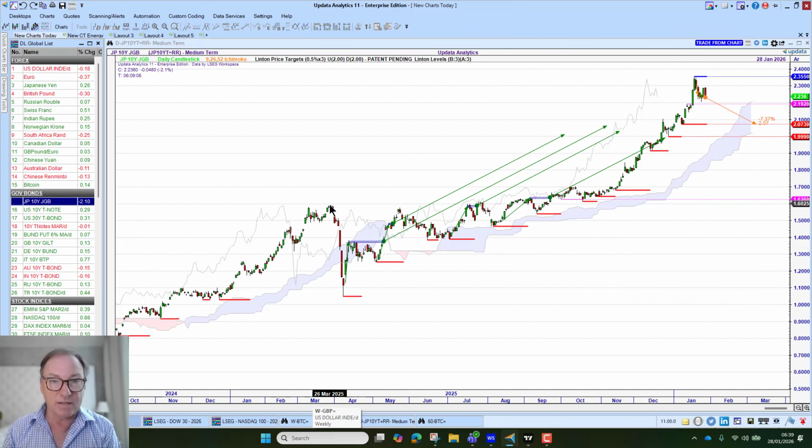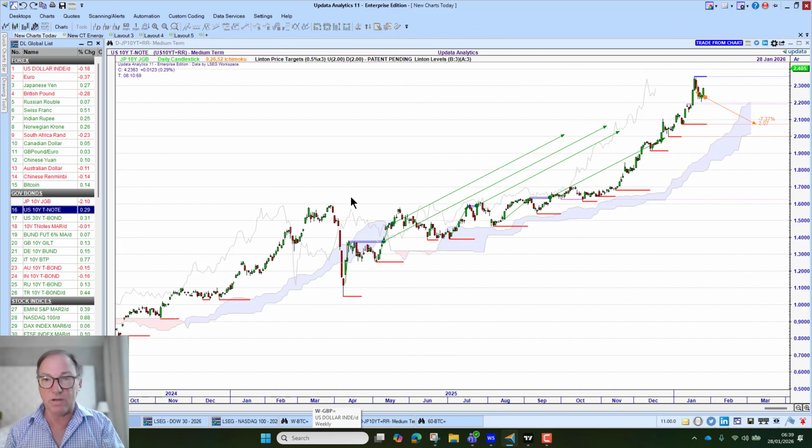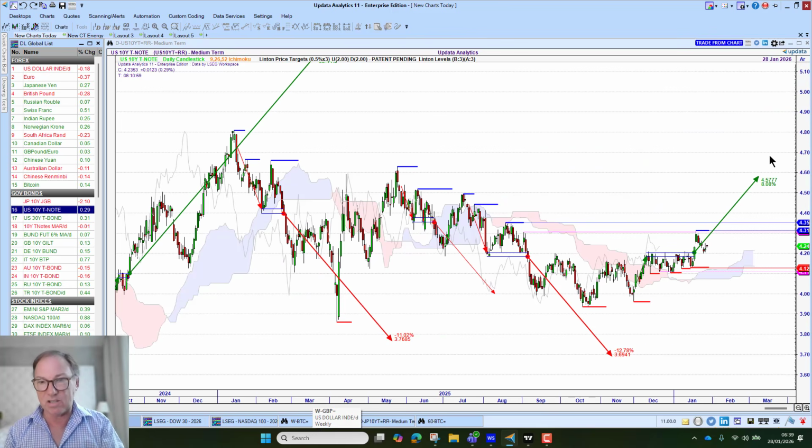But do note that every time we get a pullback and then a recovery, that thrust off the low is what produces the target. That's what the point and figure targets are all about. It's the thrust off each low point that produces these upside targets. So every pullback that we see, whether it be in gold or in yields like we're seeing, all of those pullbacks provide us with the opportunity to generate the next target. So we've got a target here on the 10-year, so that's quite key.